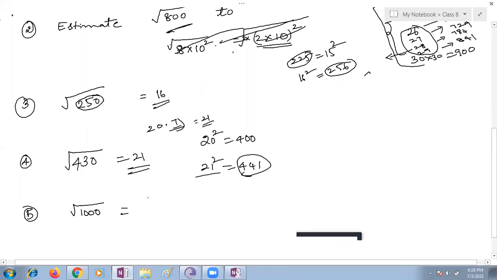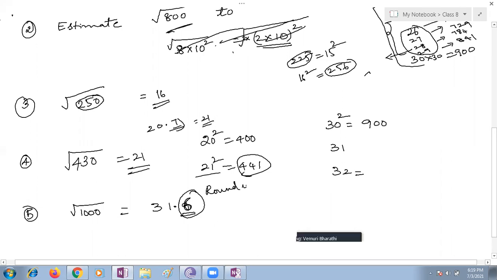For 1,000, how is it estimated? I got 32. Very good, let me check. It's actually 31.6, so 32. The 96 in 31.96 means only 6 children. 31 square is 961. Round up, children, and write it as 32.